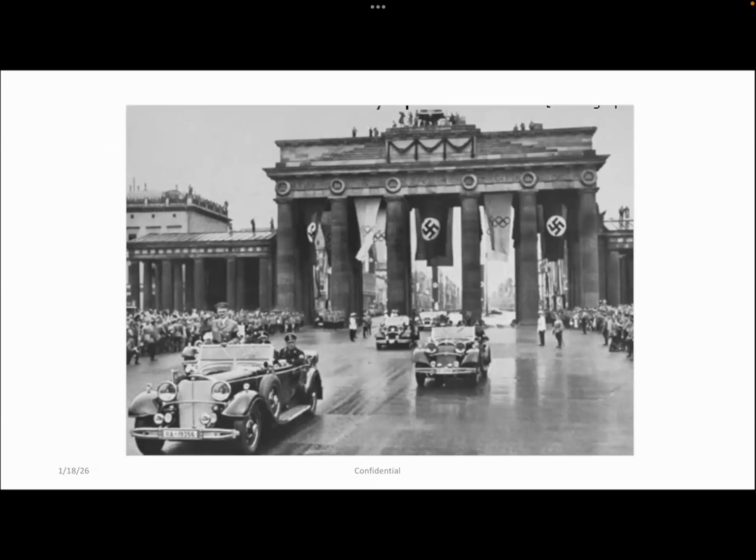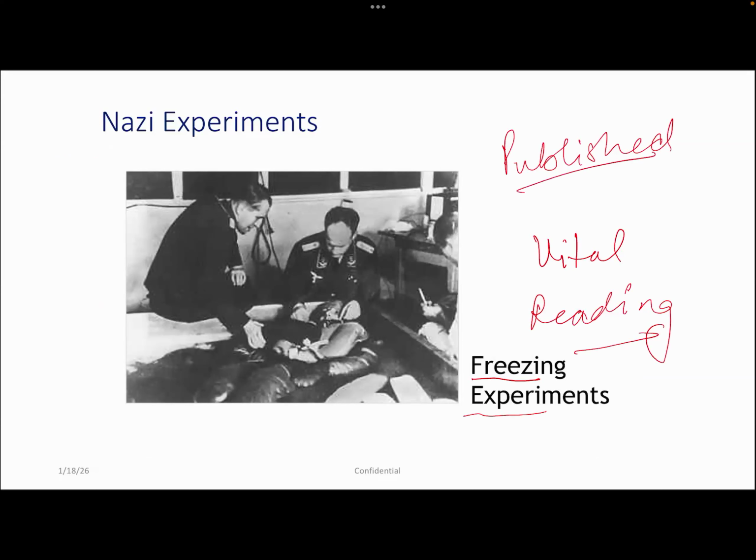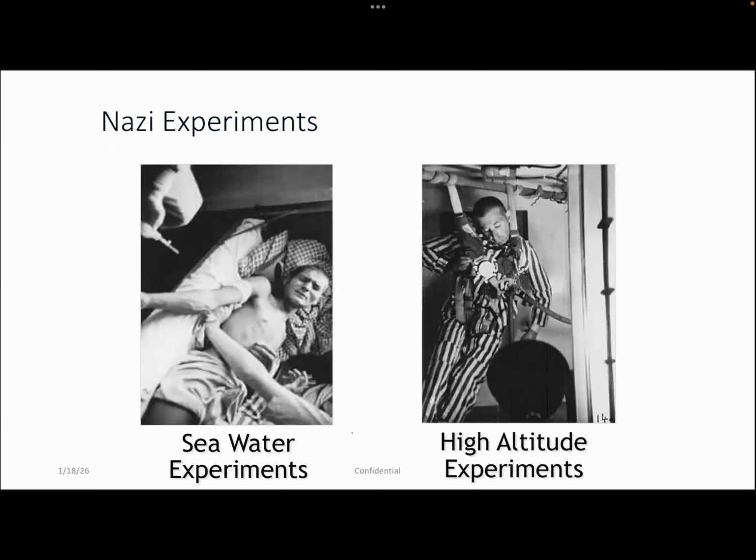And these are just a few pictures. They used to keep people at a sub-zero temperature, and then they used to measure their vitals also. They used to take readings. Not only that, they published all this. They were not hiding. They published research papers on this, keeping people under sea water, at high altitude, on how long a person can survive at high altitude. And during this time, the people used to bleed from the nose and ears. It is a very horrible death in its way.